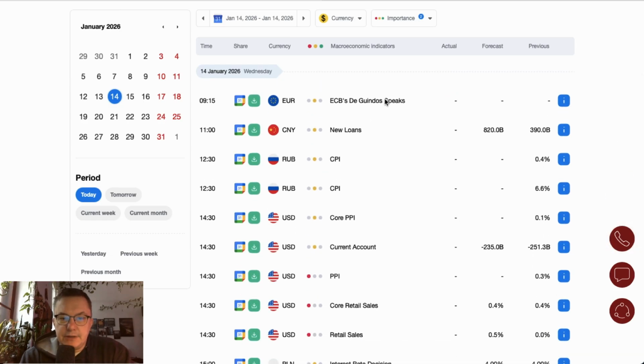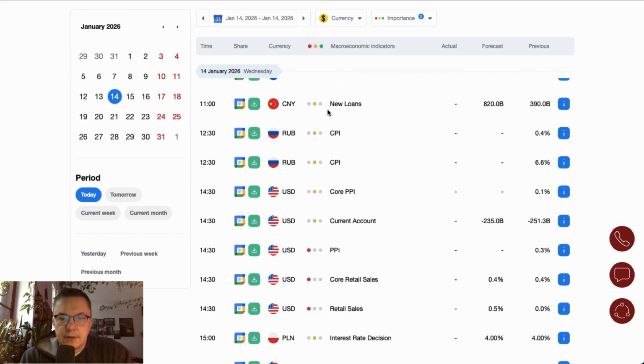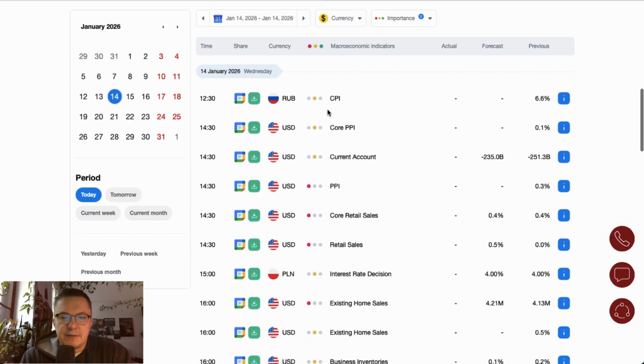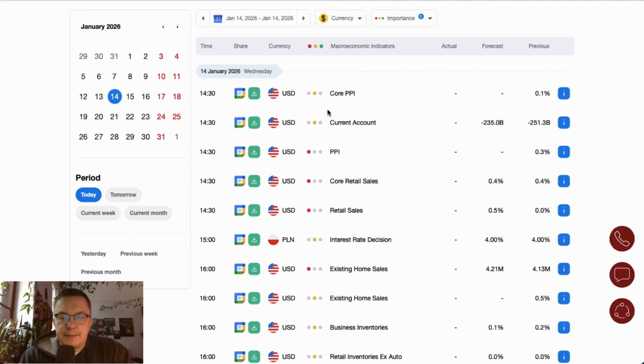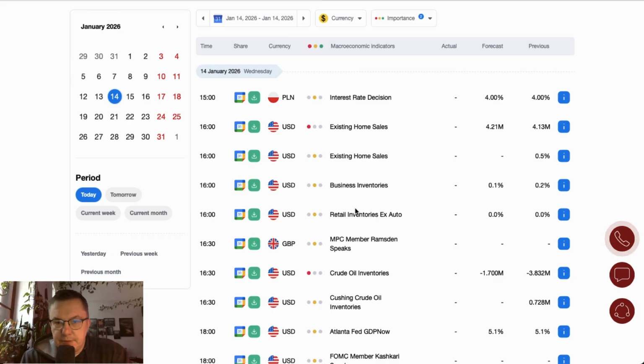The Windows will give a speech at 9:15, and the new loans data from China is scheduled for release at 11 o'clock. Russian Federation CPI is scheduled for release at 12:30, and then we got the series of data from the USA. We got PPI, core PPI, current account, core retail sales, and retail sales data scheduled for release at 2:30. Expectations are quite high. Then we have the interest rate decision in Poland.